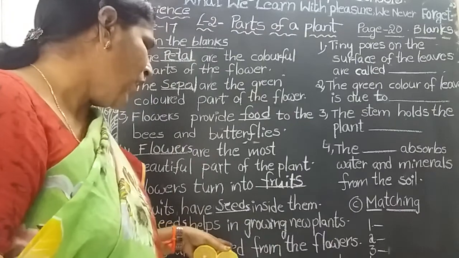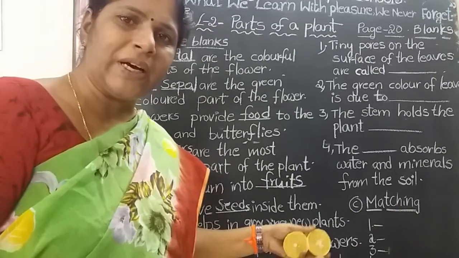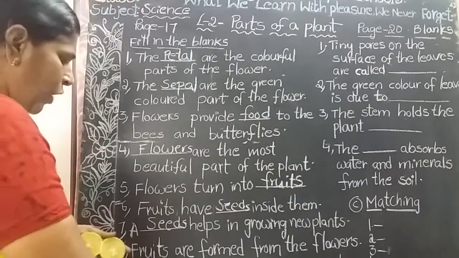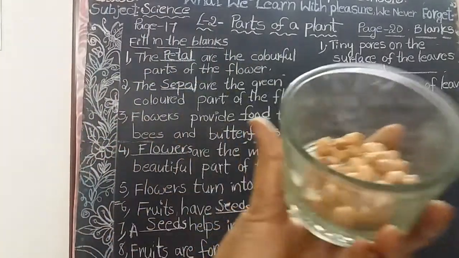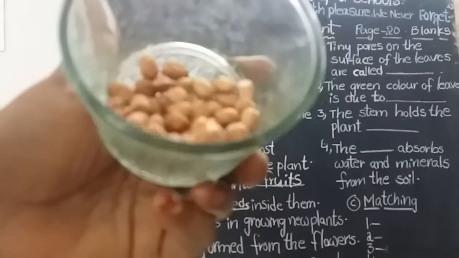So dash are formed from the flowers. Okay, what are formed from the flowers? Fruits are formed from the flowers. Groundnut is an dash seed. See here, groundnut. Groundnut is an edible. Edible means which we can eat.